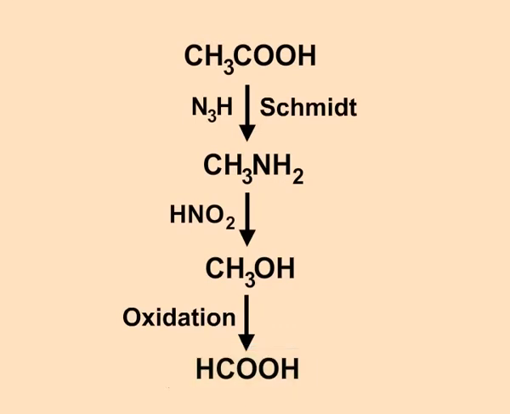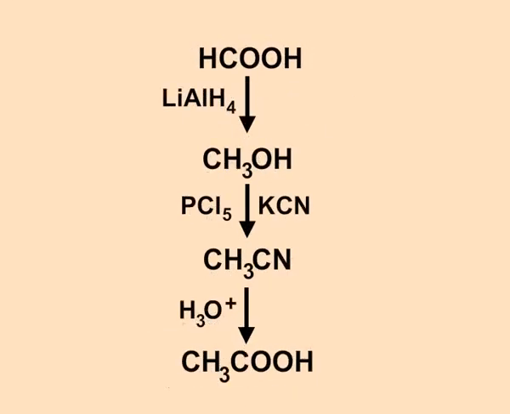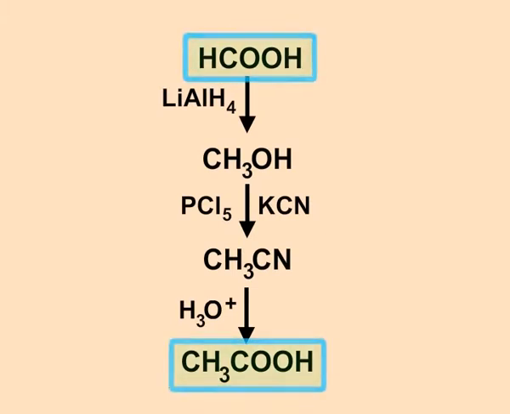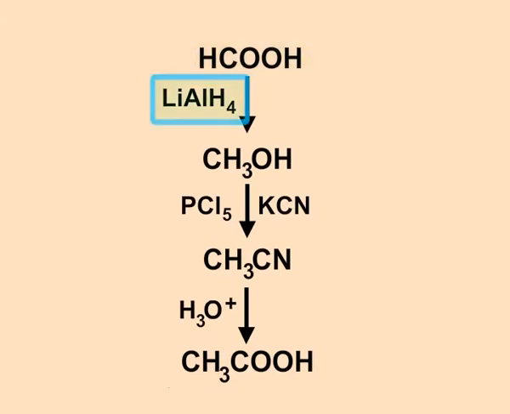Now students, look on the screen at how formic acid can be converted into acetic acid. Formic acid reacts with lithium aluminium hydride to form methanol, which reacts with phosphorus pentachloride and potassium cyanide to form methyl cyanide. Methyl cyanide on acid hydrolysis forms acetic acid.